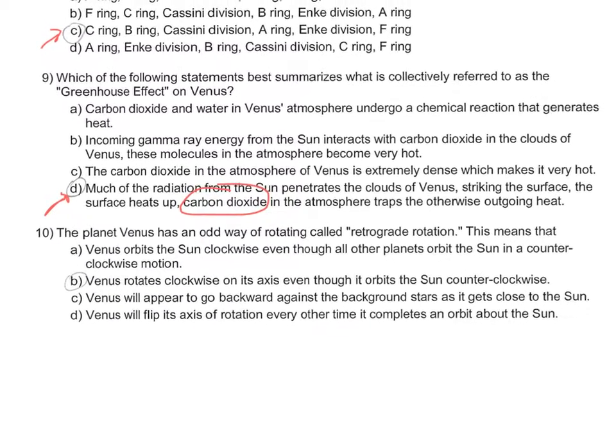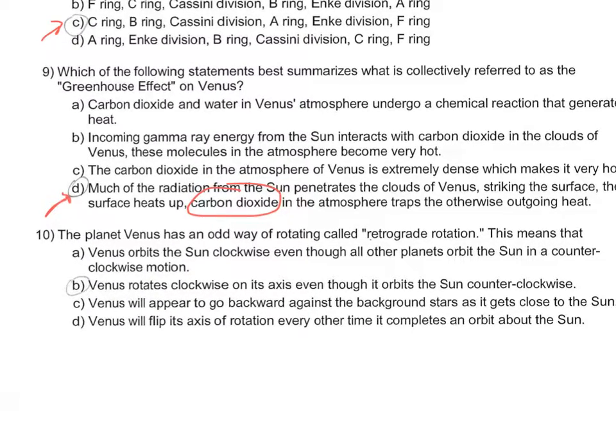Question 10, Venus actually has what we call retrograde rotation, and this means that it rotates clockwise instead of counterclockwise on its axis of rotation. Now, Venus, like the other planets, does orbit the sun counterclockwise, but it spins or rotates clockwise, okay? All right, next page, question 11.